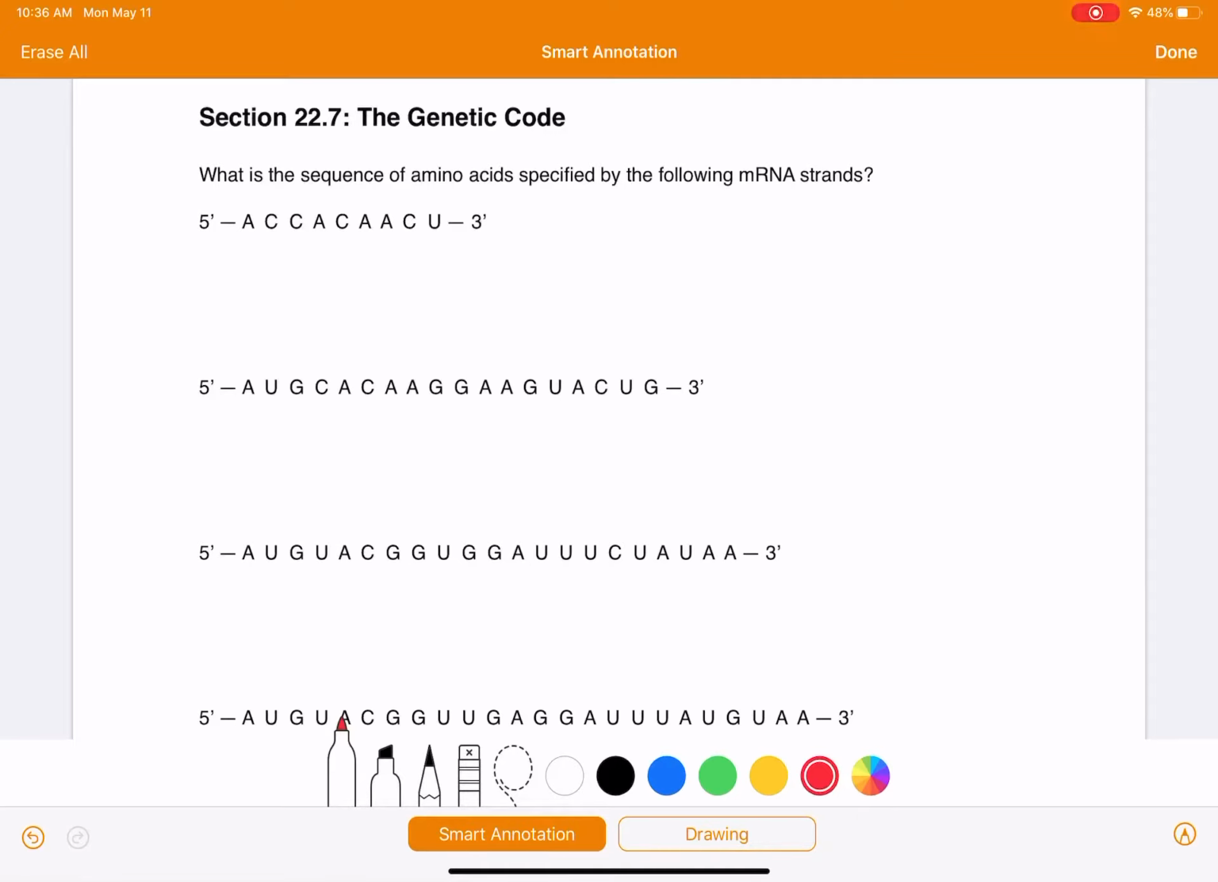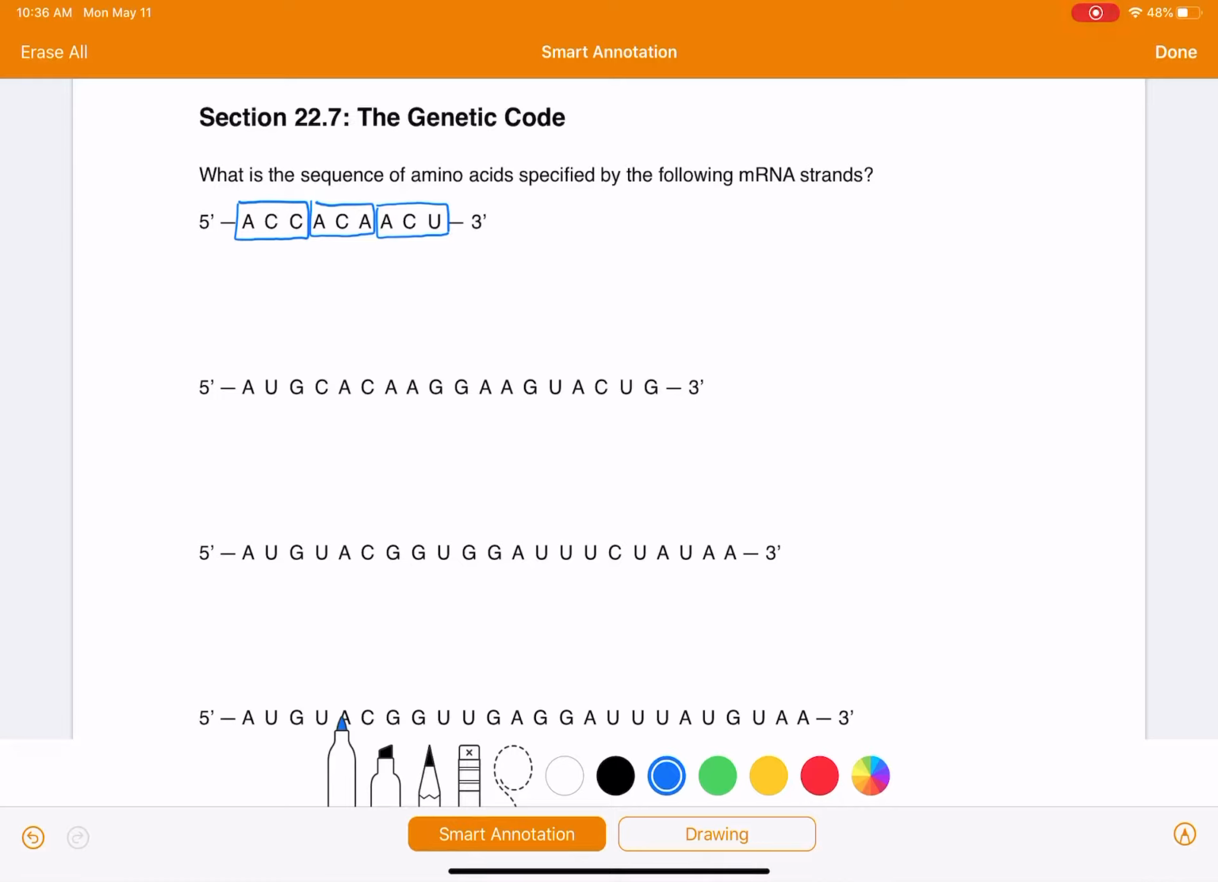This worksheet is going to give us a chance to practice interpreting an mRNA strand in terms of which amino acids it codes for. When you're being asked to do this, you want to think about the sequence of nucleotides in sets of 3. So what I'm doing right now is boxing them off in sets of 3, because that's how they are read. That's how they're going to be interpreted.